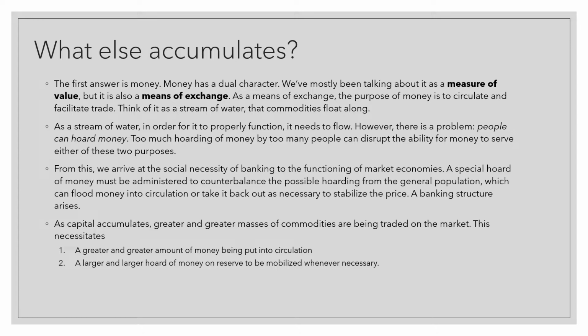And if you have too much hoarding of money by too many people, then this can actually disrupt its ability to act as a means of exchange. But before it even manages to completely disrupt money's function as a means of exchange, if the river just dries up but commodities can still float along it, well, then what's happened? Well, money as a thing, its supply has gone down.